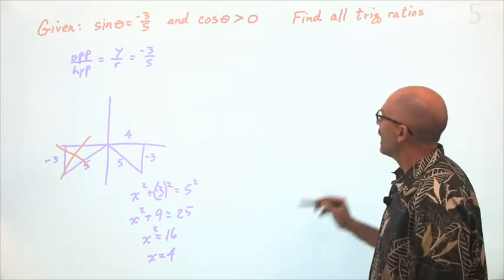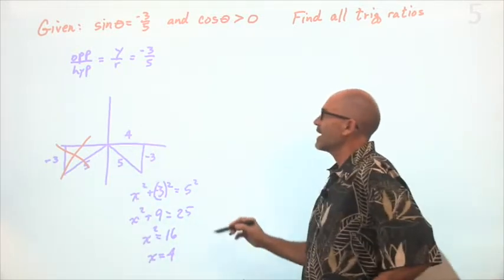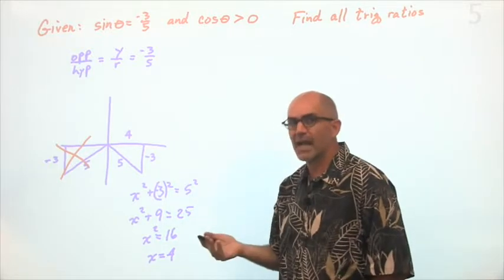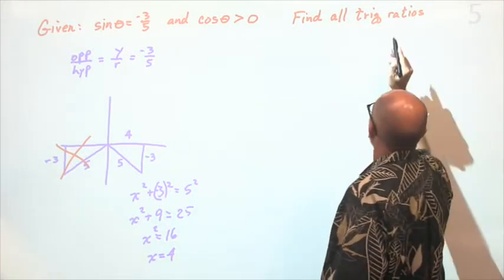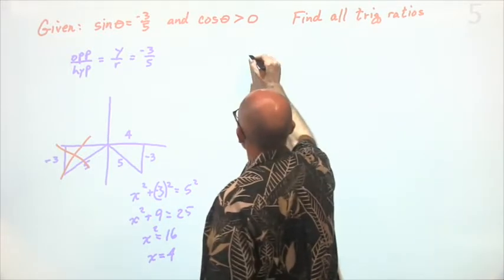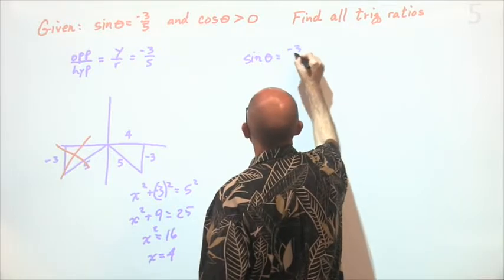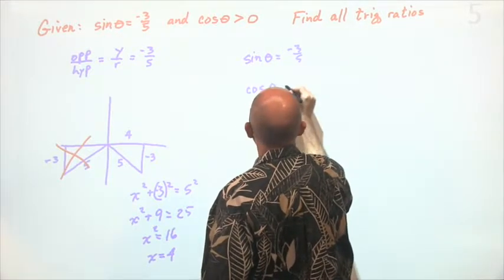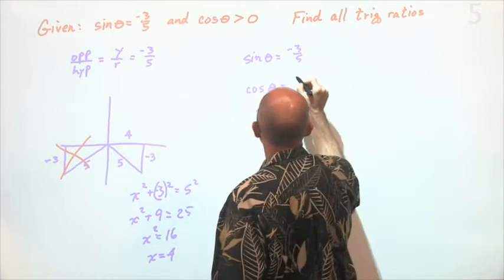Okay, now I just found out all 3 sides of my triangle, and anytime you have a trig ratio, that's basically 2 sides of a right triangle. Now, we want all trig ratios. So sine theta obviously is negative 3/5 because they gave it to us. Cosine theta is x over r, 4 over 5.